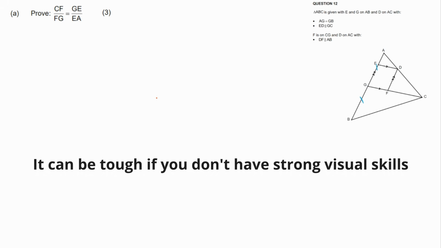We need to prove that CF over FG is equal to GE over EA. This section is super important to use different colors, and you have to be moving your head and using different colors. You need to really be picturing things in different ways. This is a very visual section. It's a tough section if you don't have those skills, but just make sure that you are trying and thinking about it visually. You need to be seeing different triangles, big triangles, and so on. Okay, so let's have a look.